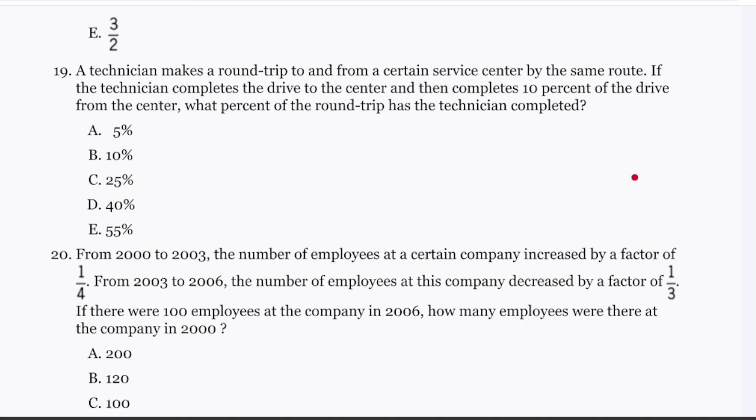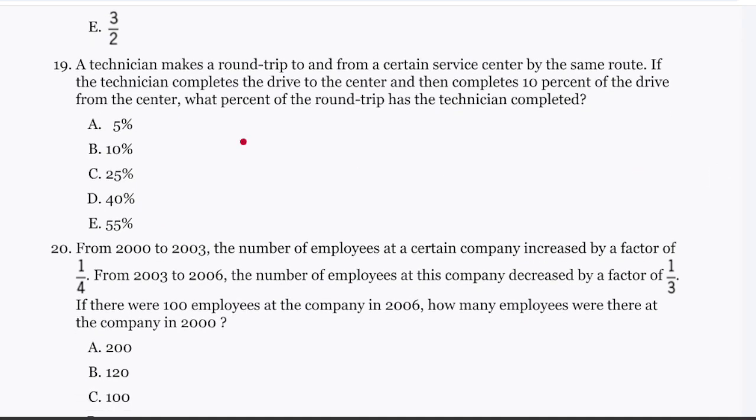19th नहीं हुआ. Okay, let's see. A technician makes a round trip to and from a certain service center by the same route. If the technician completes the drive to the center and then completes 10% of the drive from the center, what percent of round trip has the technician completed?